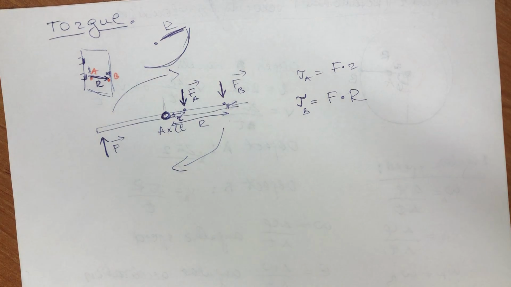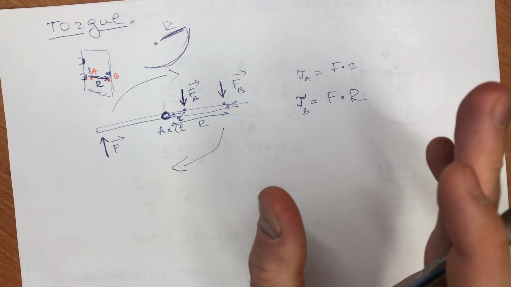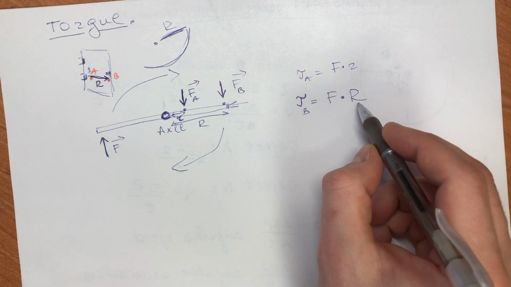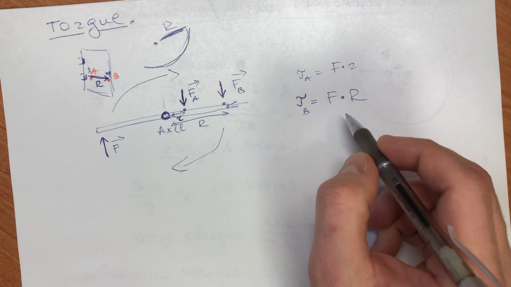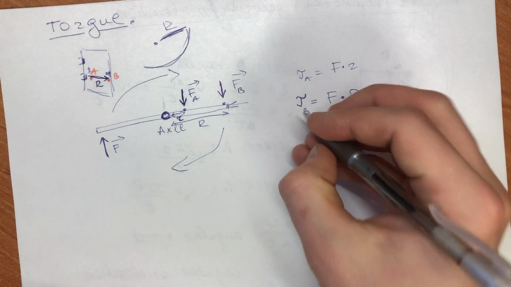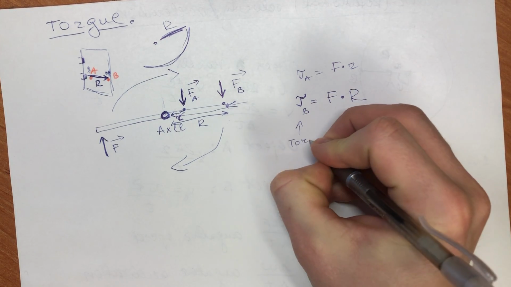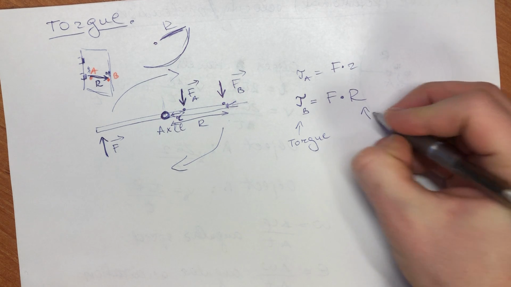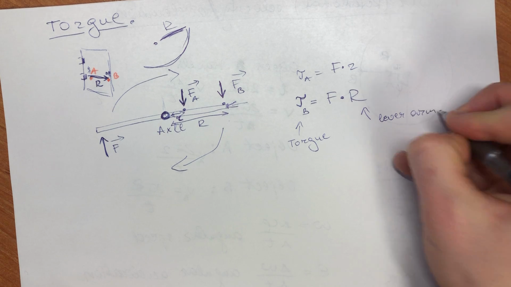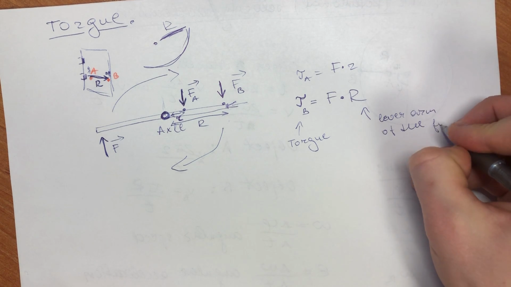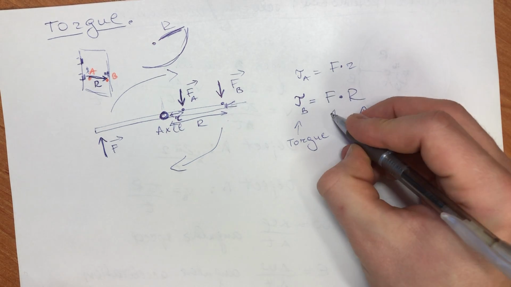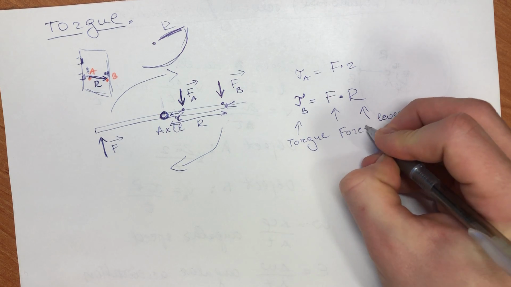A practical example would be the one with the door. This R is called the lever arm of the force. So there are examples in everyday life.